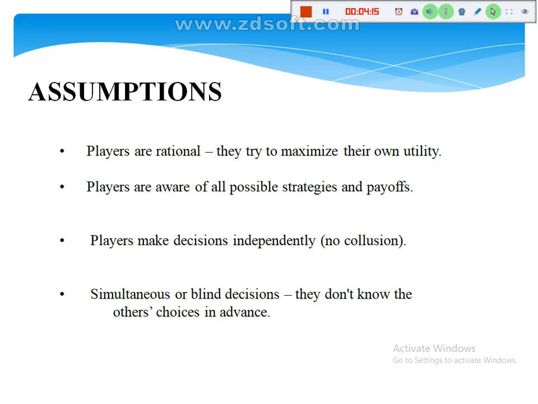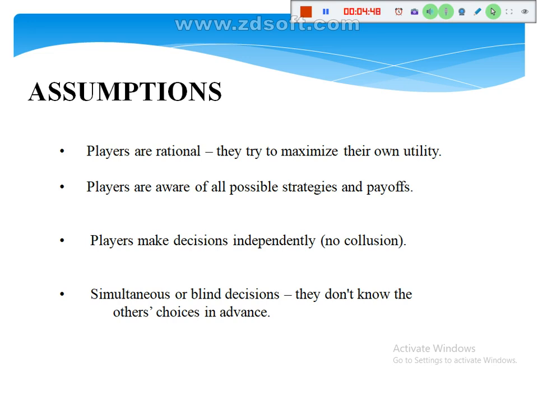The second one is players should be aware of all possible strategies and payoffs. In strategic games, all players should be aware of all possible strategies and payoffs. Third one is players make decisions independently, with no collusion. No collusion means no grouping or no cooperation occurs. If we have two players, they can make decisions independently without collusion, that is, without cooperation.